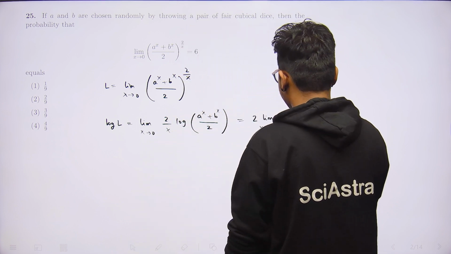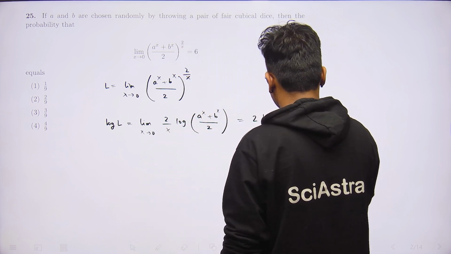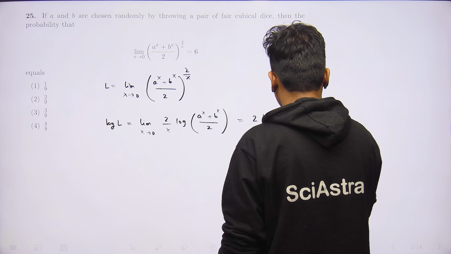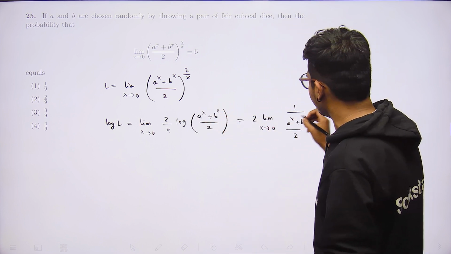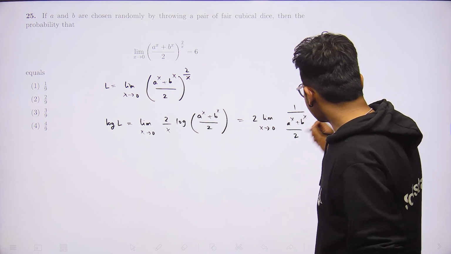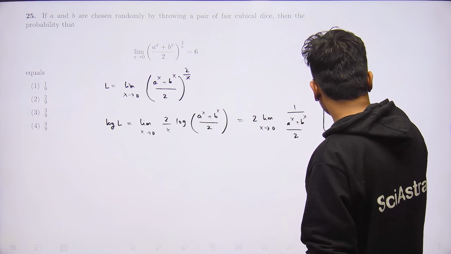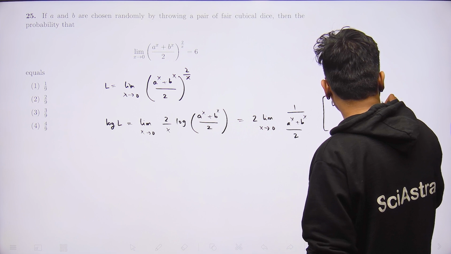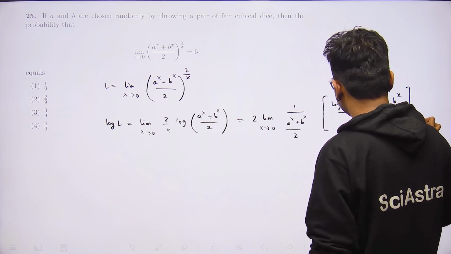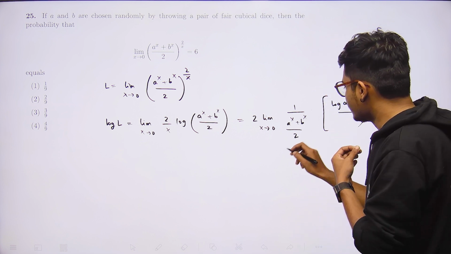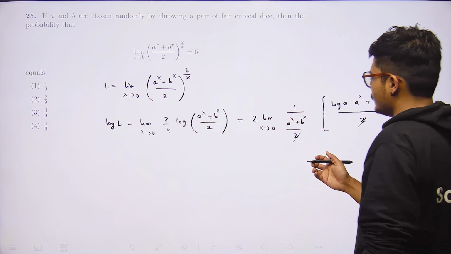The log of this thing is basically going to be 1 by this thing, divided by 2 times the derivative of this, right? Now the derivative of a to the power x is log of a times a to the power x, plus log of b times b to the power x, divided by 2 as it is, okay? So this 2 and this 2 cancel out. Now you can basically put x equal to 0 in this expression, right?